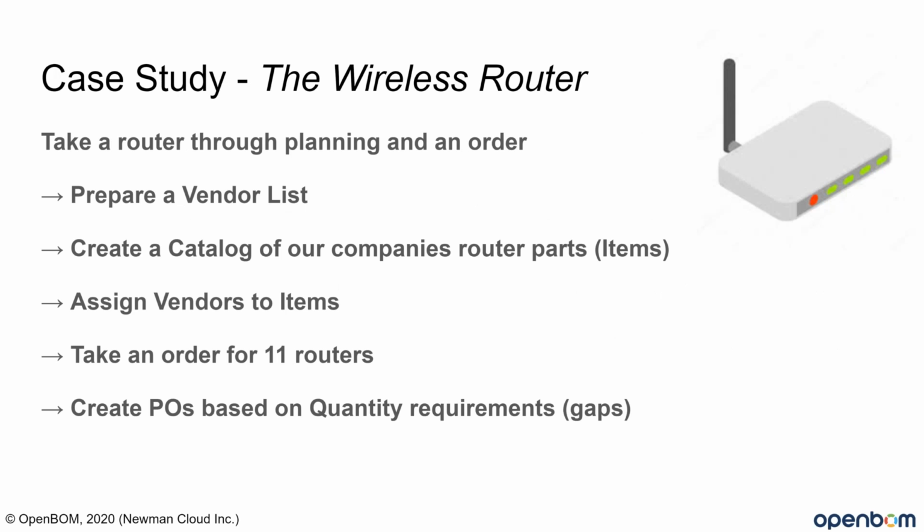So, okay, here's the case study that we're going to be talking about. We're going to take a router through the planning and placing an order. We're going to prepare a vendor list for our company. We are going to create a catalog of our company's router parts. We're going to assign vendors to those items. We are going to get an order from a customer for 11 of our routers, and we're going to process that order and reduce it down to POs. So those are the steps we're going to go through, and we're going to do them live here with OpenBOM.